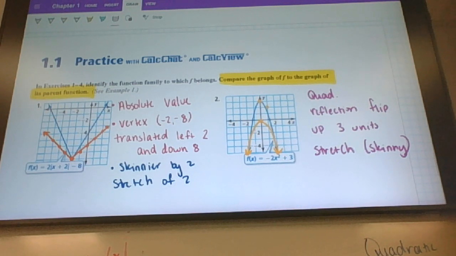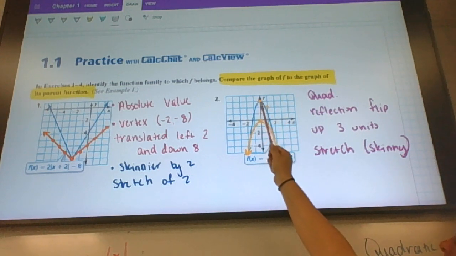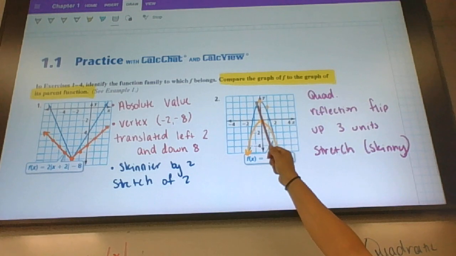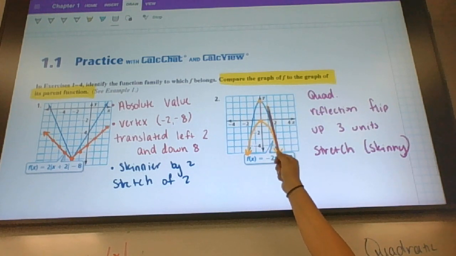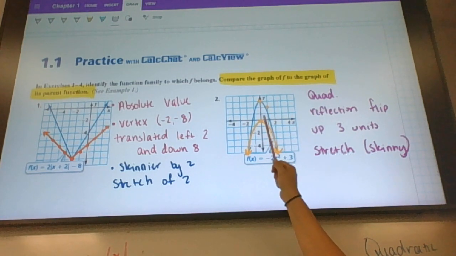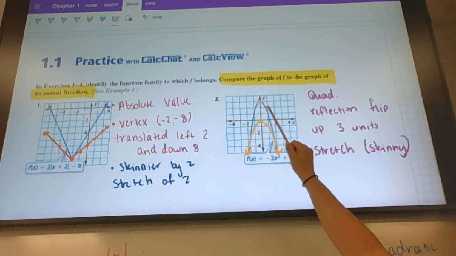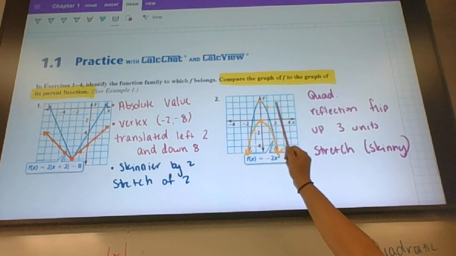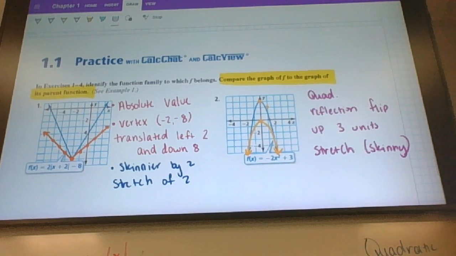The way I know it's skinny is that the parent parabola starts in the vertex and the very next point is over 1, up 1 or over 1, down 1. And this is over 1, down 2. So that's how I know it's skinny. The more comfortable you get with that, as opposed to just the first point, the more you start to see the skinny wide bit.